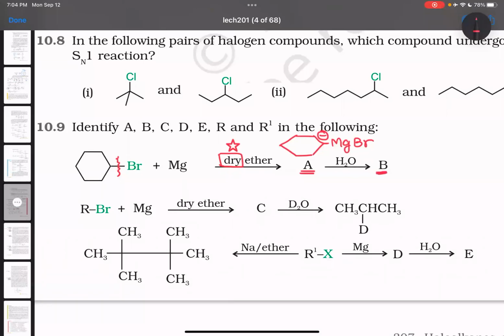So what will happen? Water, you can think of as H plus and OH minus. In Grignard, the magnesium is +2, so the carbon is minus. The carbon group, whatever you have taken, here the cyclohexyl group, has a minus charge. If you react it with water, meaning H plus, what are you going to get? What is the structure of B?